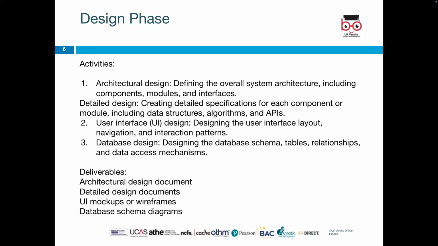The next one is the design phase. What are the activities done here? There are actually 3 activities done in the design phase. The first one is architectural design, defining the overall system architecture, including components, modules, and interfaces. Detailed design, creating detailed specifications for each component, including data structures, algorithms, and APIs. The next one is user interface design, designing the user interface layout, navigation, and interaction patterns. The last one is database design, designing the database schema, tables, relationships, and data access mechanisms.